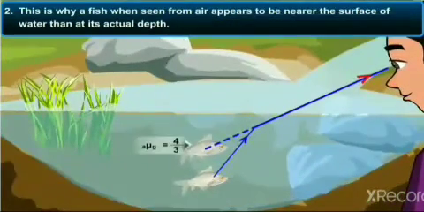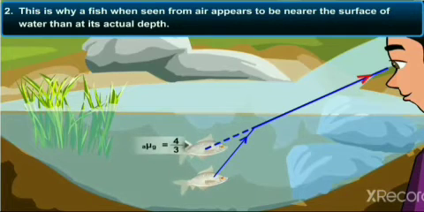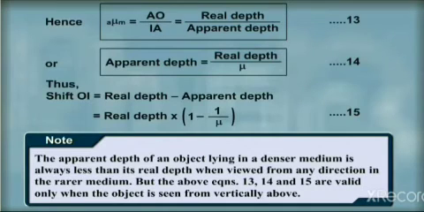This is why a fish, when seen from air, appears to be nearer the surface of water than at its actual depth. Note, the apparent depth of an object lying in a denser medium is always less than its real depth when viewed from any direction in the rarer medium. But the above equations 13, 14, and 15 are valid only when the object is seen from vertically above.